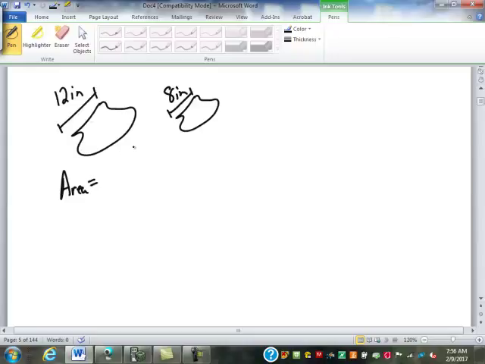So if I give you the area of the bigger one, obviously the big one's an enlargement of the little one. If I give you the area of the big one is 180 square inches. Find the area of the small one. So of course we start out with the ratio of lengths. What's the ratio of lengths here? 8 to 12 or 12 to 8. Reduce to 2 to 3 or 3 to 2.